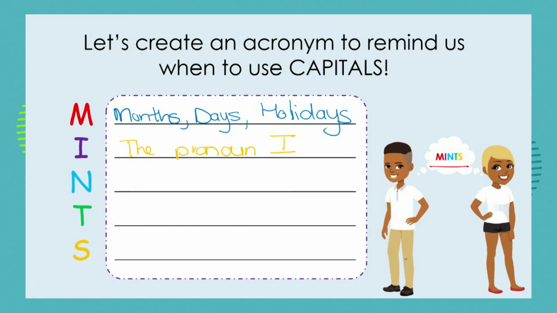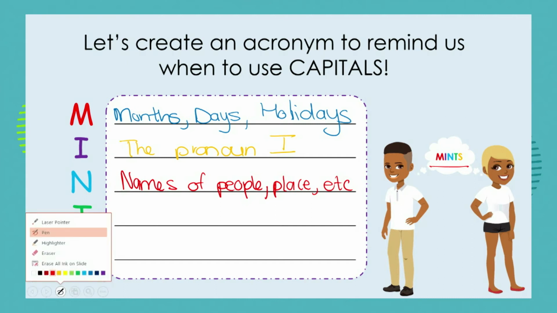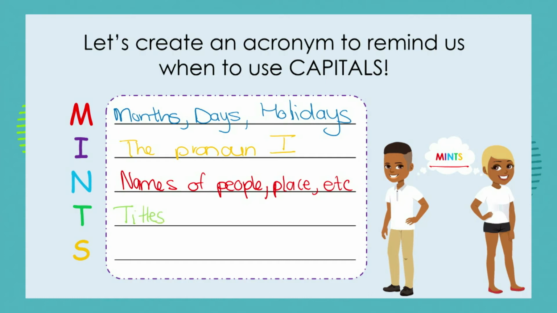Our next component is N, and N refers to the names of people, places, and so on. So names of people and places. And then we have our T, and our T refers to titles of books and movies.